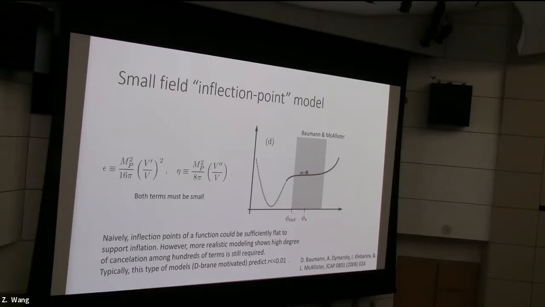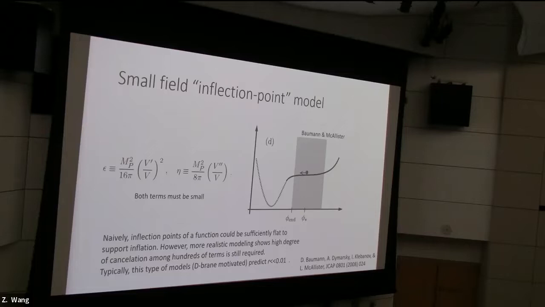There are also attempts, because we need small slope and small curvature, so can we just look for the inflection point in a general model? And they went out and did that in the context of D-brane inflation. They literally find the inflection point, the point where you have small slope. And the general conclusion of that exercise is you can do that. You can find places where it will inflate and produce what we see.